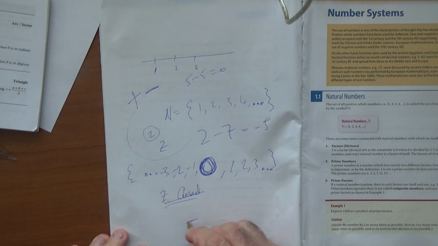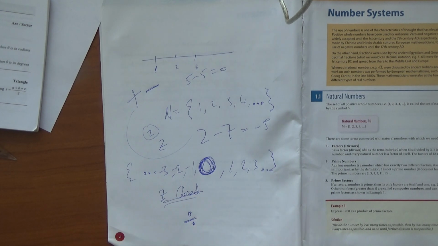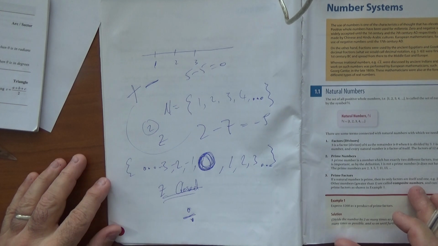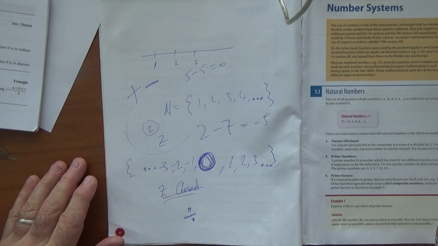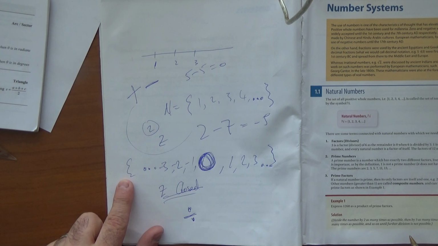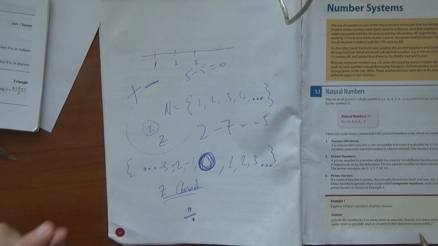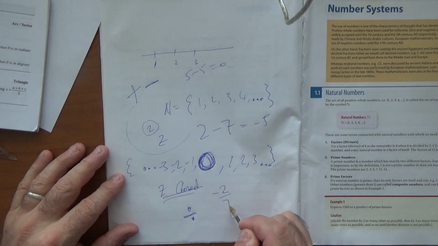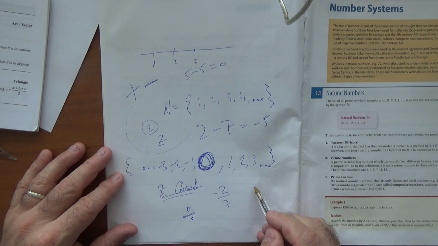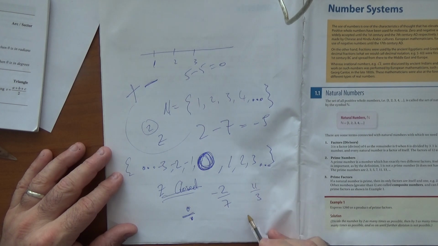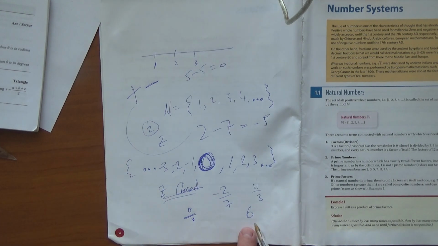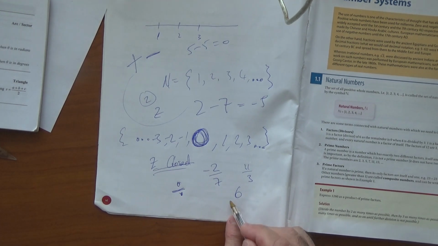But then division raises its kind of nasty head, and it has this unusual trait, in that some numbers appear that aren't in Z, and they are fractions. So we get numbers like -2/7 and 11/3, and numbers like 6, and you say, hey, what are you talking about? 6 is hardly a fraction, but it is a fraction, 6/1.